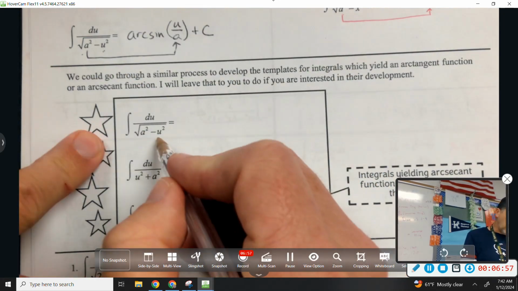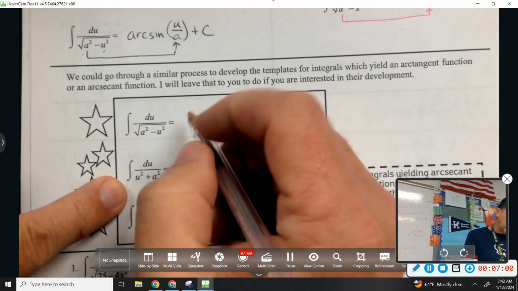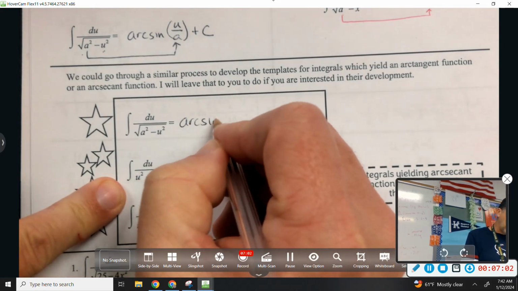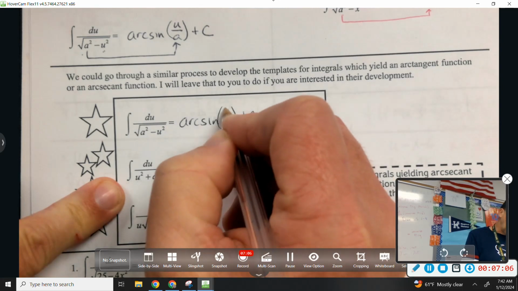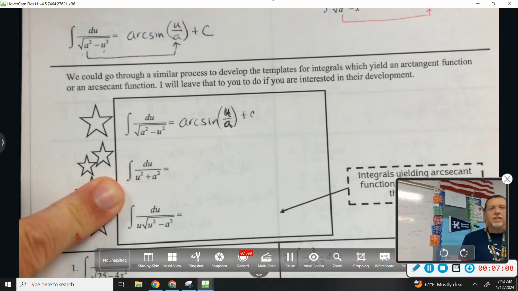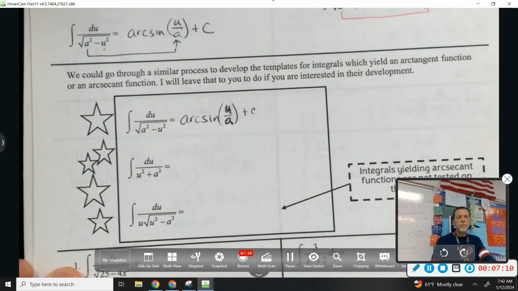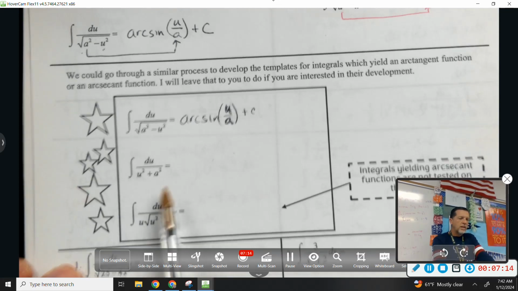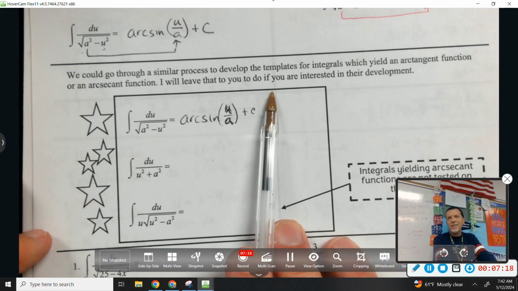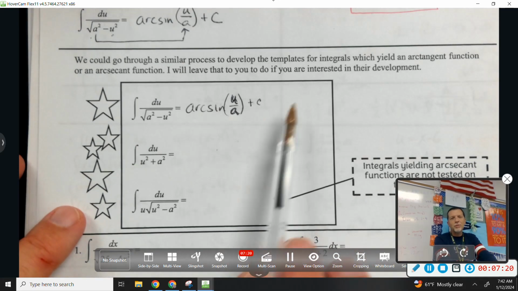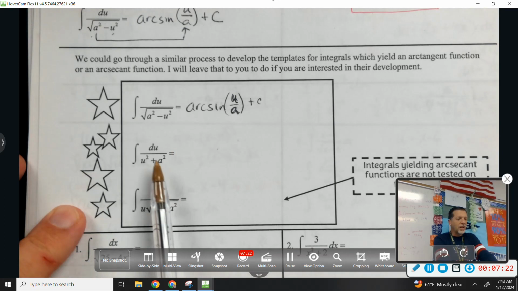So this first starred box, that's exactly what we just did. So that one's easy. That's arcsine u over a plus c. Ooh, be careful. U over a. Now we could go through that same process again and again, but I don't want to take the time to do all that. What does this next one look like?